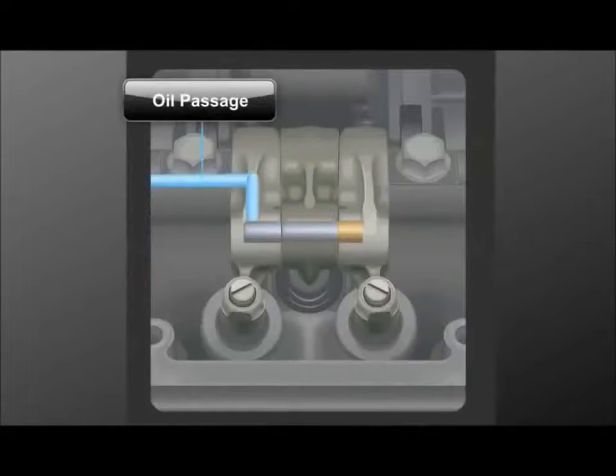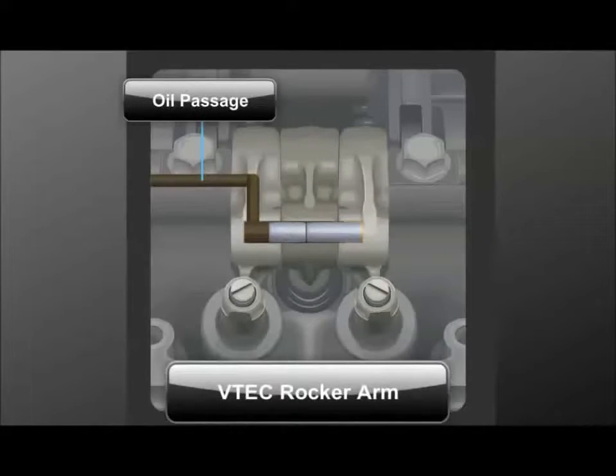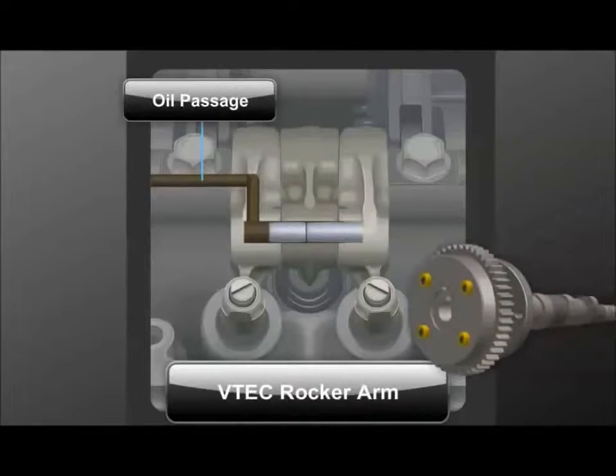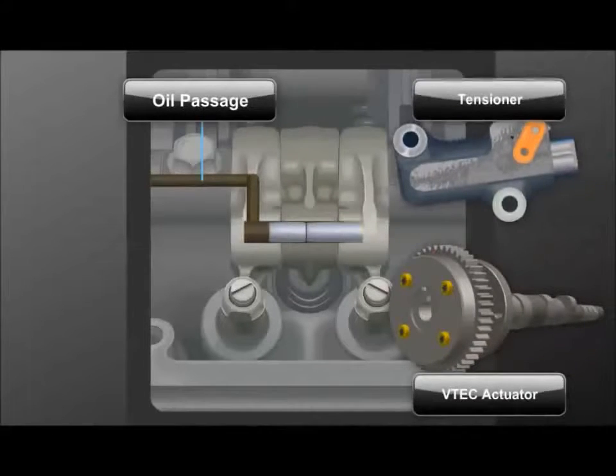Finally, vehicles use oil as a hydraulic fluid, engaging such components as VTEC rocker arms, VTC actuators, and the cam chain tensioner.